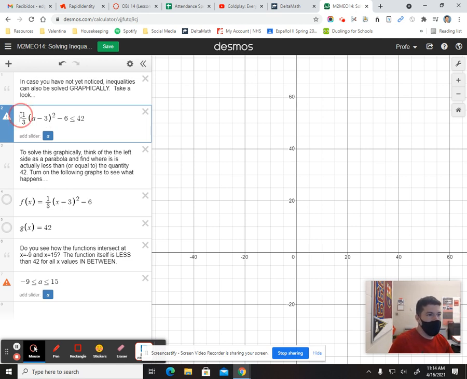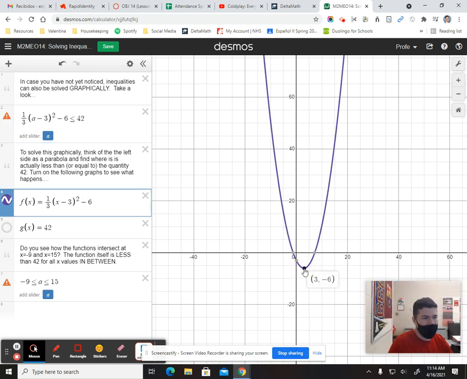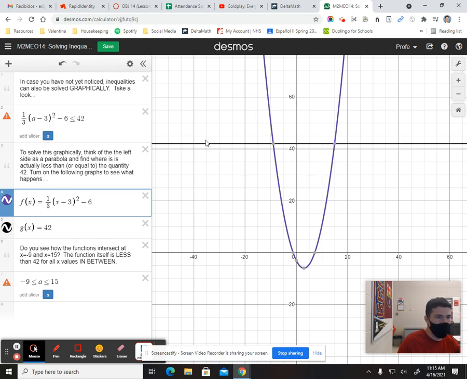You need to think, really, this side of the inequality is a quadratic function. So I'm going to graph that quadratic function. Here's f of x equals 1/3 quantity of x minus 3 squared minus 6. Shout out to vertex form, 3, negative 6. What I'm basically saying is this quadratic function has to be less than or equal to 42. So I'm going to graph the function g of x equals 42, which is a constant function at y equals 42.